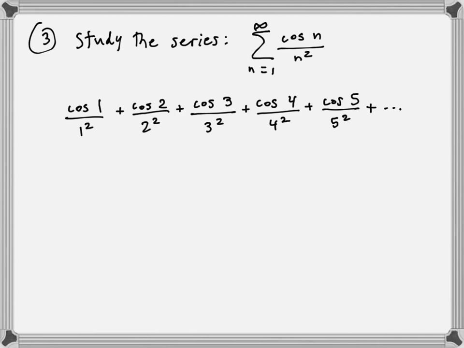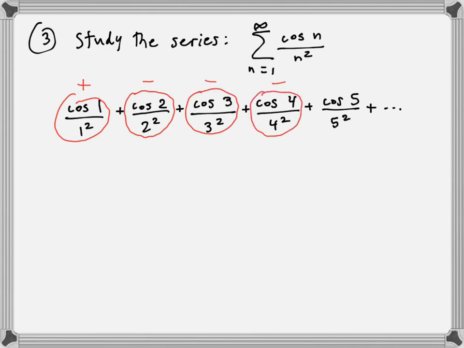Now, why am I doing all this? Because if you actually put your calculator in radian mode and you figure out what cosine of 1 is, this guy is positive. But if you figure out what cosine of 2 is, it's actually negative. So you might think, oh, okay, I've got an alternating series. I can use the alternating series test. But if you look at cosine of 3, it's negative. Cosine of 4 is also negative. And then if you put cosine of 5 in your calculator, you get a positive.